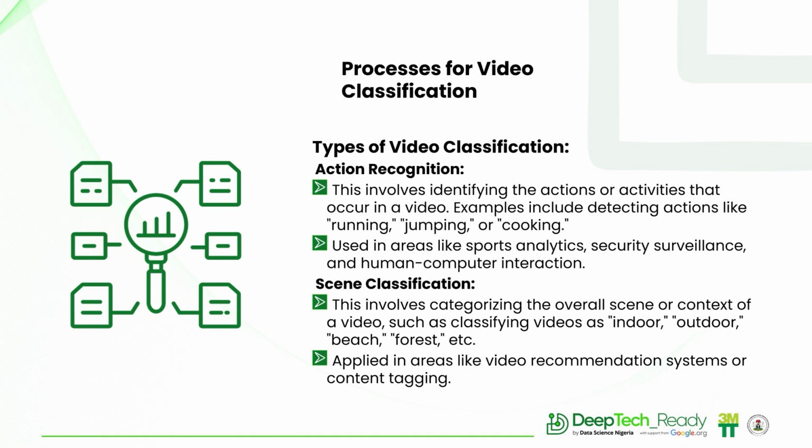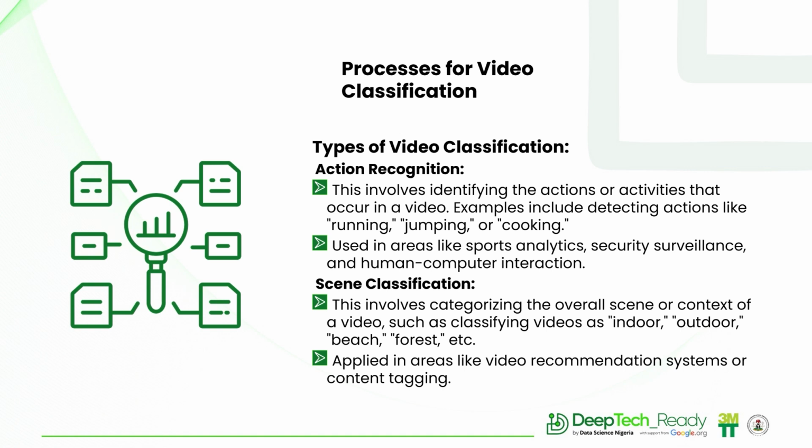Then we also have scene classification. This involves categorizing the overall scene or context of a video, such as classifying a video as indoor, outdoor, beach, forest, you know, scene-based kind of classification. So that's another type of video classification, and it's applied in areas like video recommendation systems or content tagging. So you can see video classification is used vastly and is applicable to a lot of things that we do in our world today.